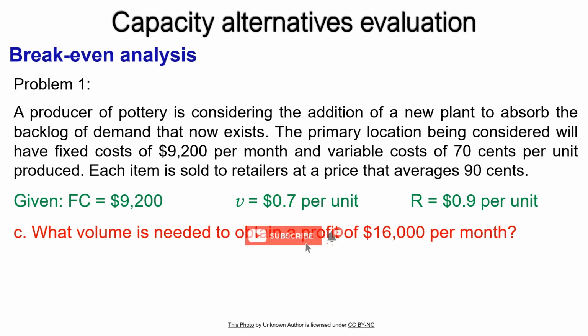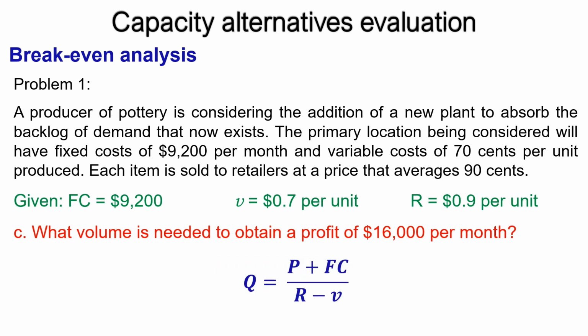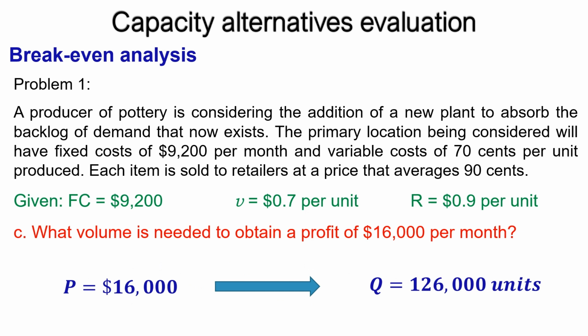The third question is to find the needed volume to obtain a $16,000 profit. This can be calculated by substituting the given values in this formula. Q equals (16,000 plus 9,200) divided by (0.9 minus 0.7) equals 126,000 units. So, to obtain a profit of $16,000, 126,000 units have to be produced.